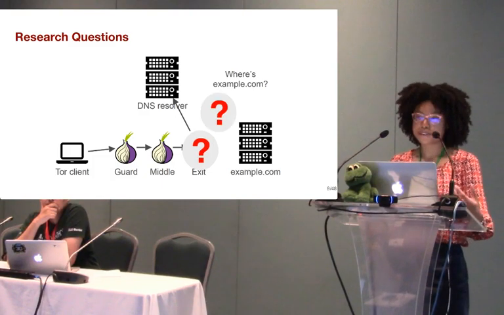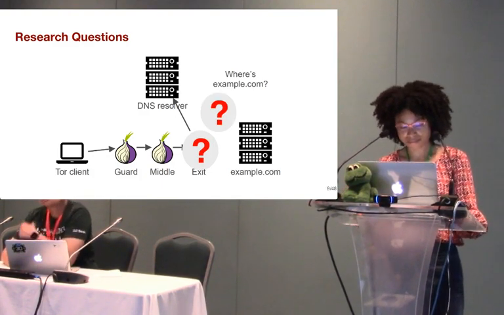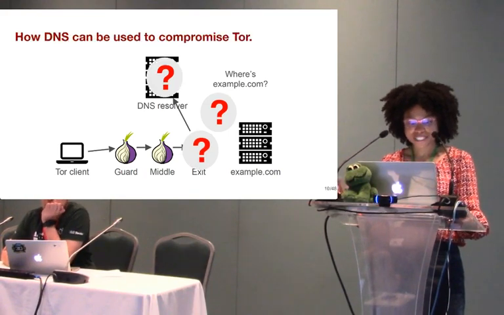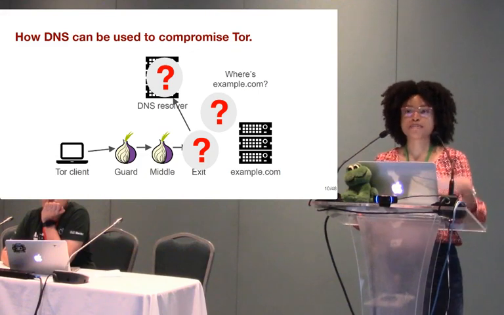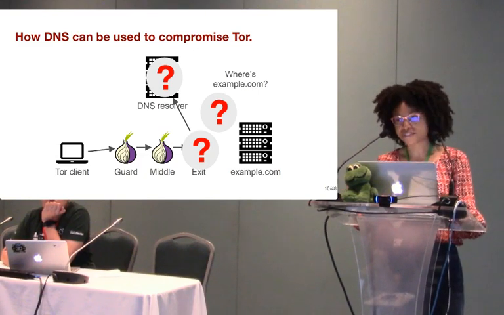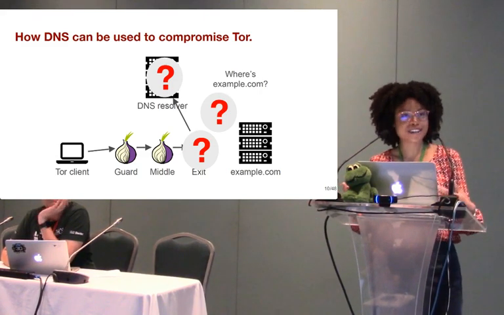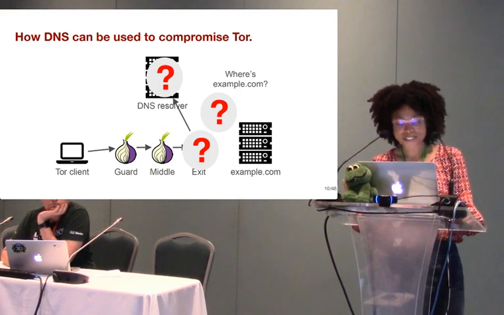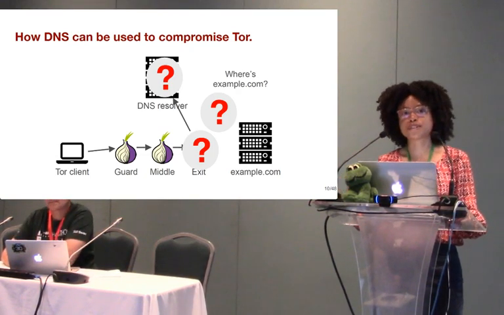We also didn't know what autonomous systems the DNS queries were traversing. And we didn't know how these resolvers worked. And as my example at the beginning of the talk showed, the resolved domains weren't always what we expected. So in our work, we wanted to shed light on this resolution process, and in particular, we wanted to learn how DNS could be used to compromise Tor users' anonymity.